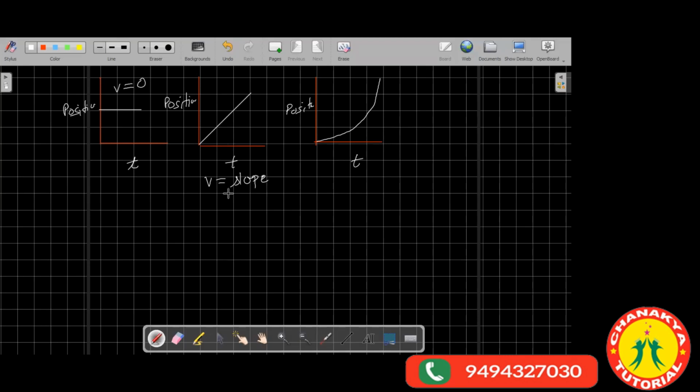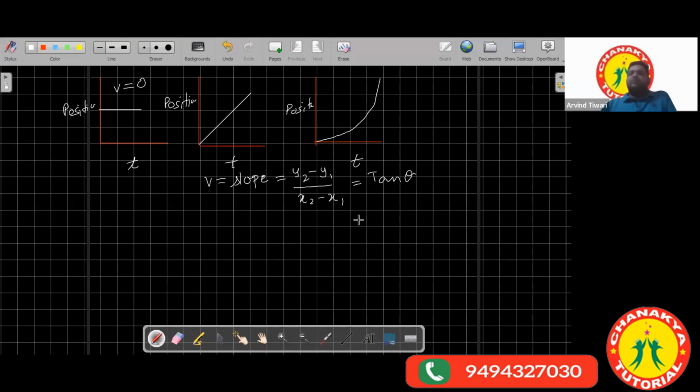So here we obtain velocity as the slope of the curve. Slope can be obtained as y2 minus y1 over x2 minus x1. It is also equal to tan theta, the tangent of the angle. So we also call this slope tan theta. Got it? Some of you might not know what tan theta is. It is a trigonometric ratio which you will study in class 10th. Currently we just note that this is your tan theta, or the slope.